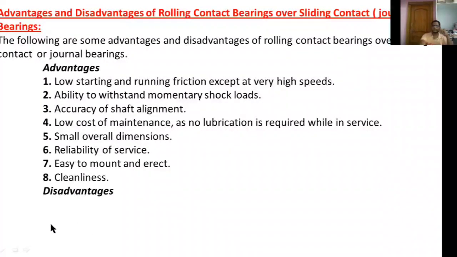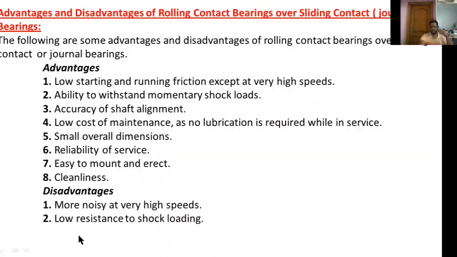Now I am going to explain the disadvantages of rolling contact bearings over journal bearings. The main disadvantage of ball bearings or roller bearings is that they are more noisy at very high speeds. So these rolling contact bearings have more noise at very high speeds, and they have low resistance to shock loads.